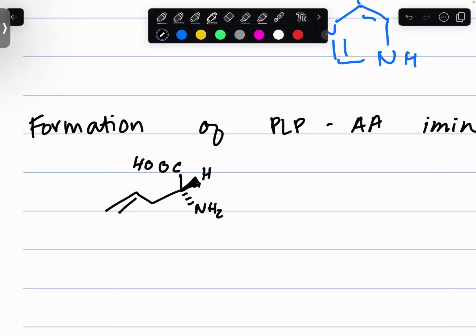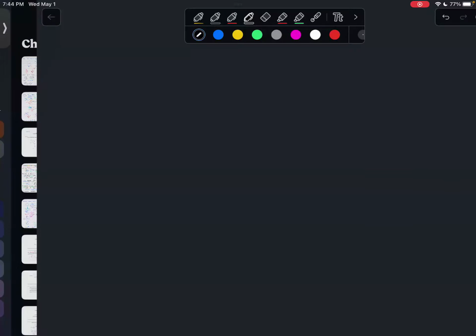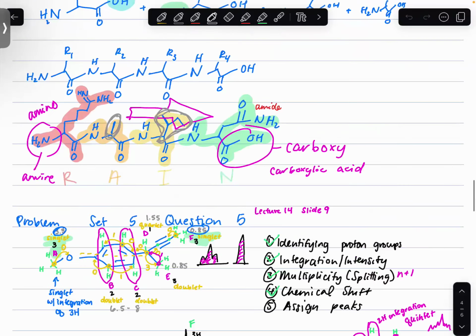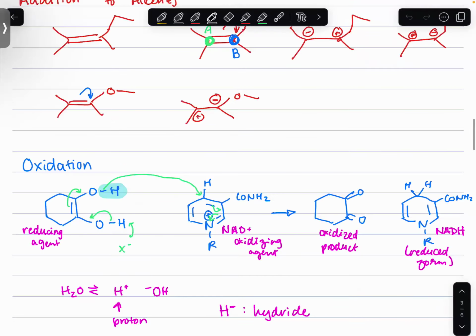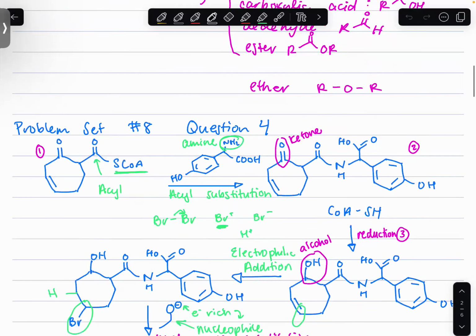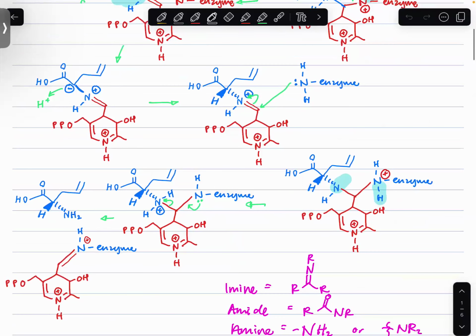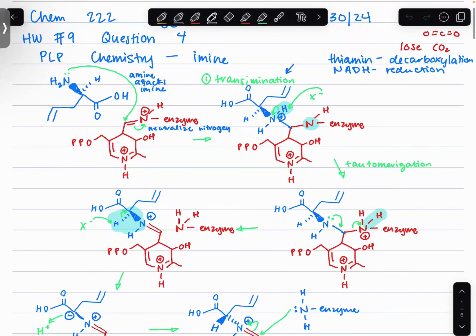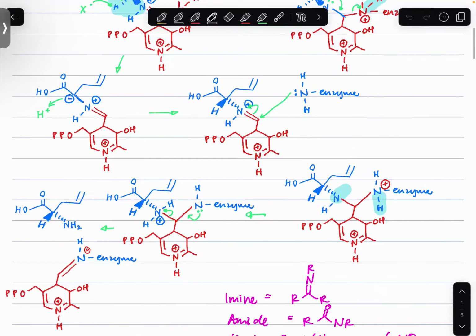Okay, so PLP formation. We're gonna have our amino acid, and it has a specific chiral center. Yes, we did do PLP. This is all PLP. Wait, which part is PLP?